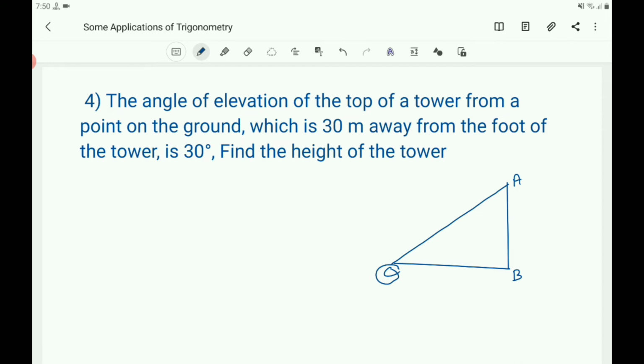And the angle of elevation of the top of a tower from a point on the ground, that is the angle C.